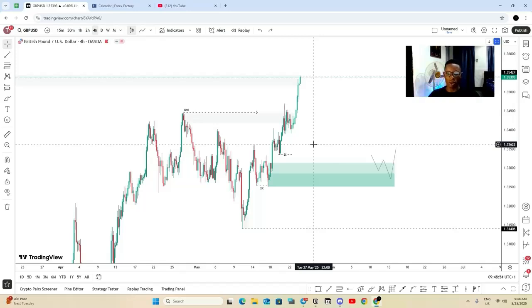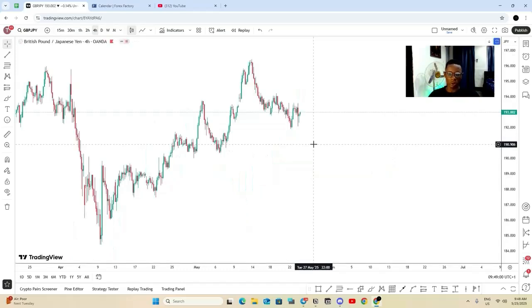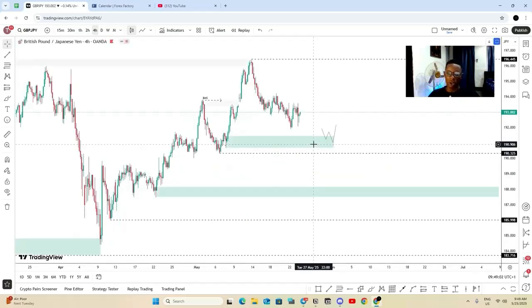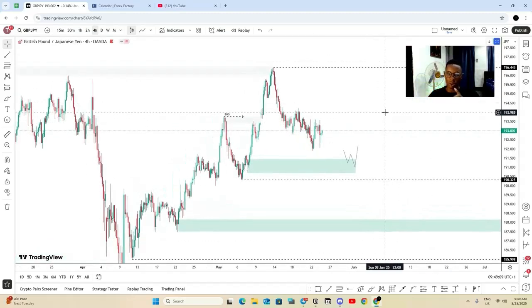So moving down to GBP JPY, this is what I'm looking at on GBP JPY. I think I broke down this particular pair last week, but the opportunity has not yet presented, so we are still hoping to see what this market will actually deliver. Last week I had this area here as my first area of demand level, and also this area here as my second area of demand level.